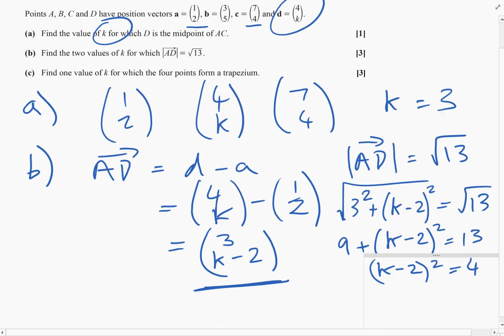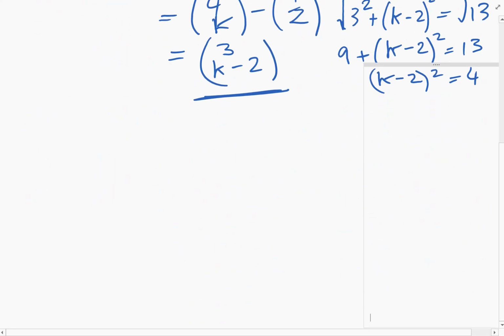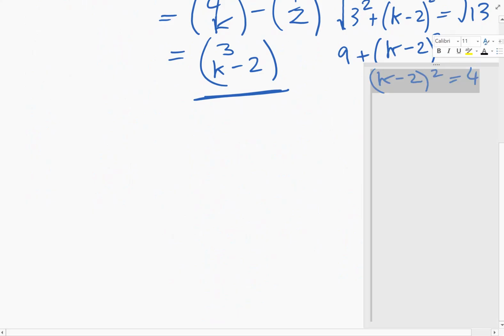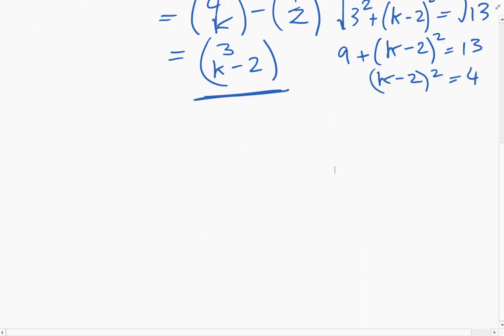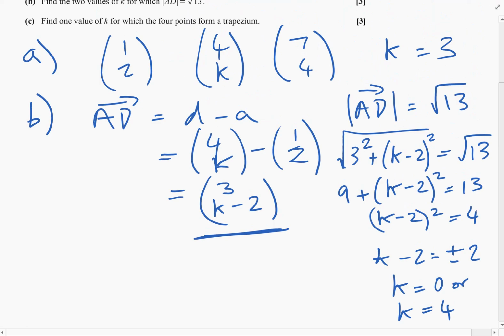And just make some room down here. So that would mean that k minus 2 is plus or minus 2. So k is going to equal 0 or k equals 4. So that's the answer to part B.